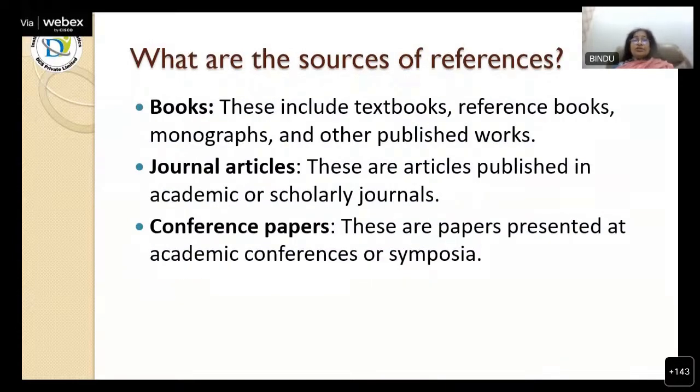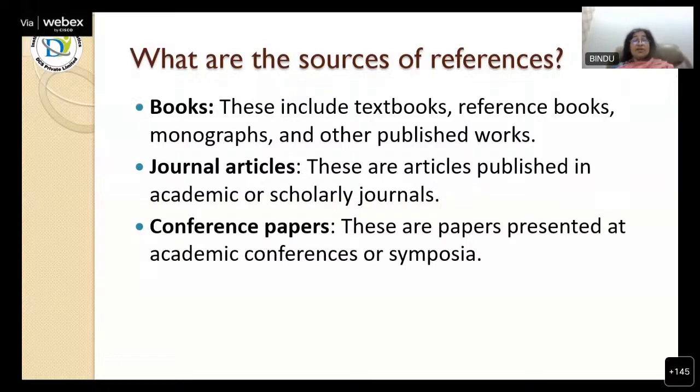Now, what are the sources of references? References could be anything which is available. It could be books. You can always go to the library and find some textbooks, some reference books, some monographs, or any other published work, and take the information from there. It can be a journal article. These articles are already published in academic or scholarly journals, so you can take the information from there.